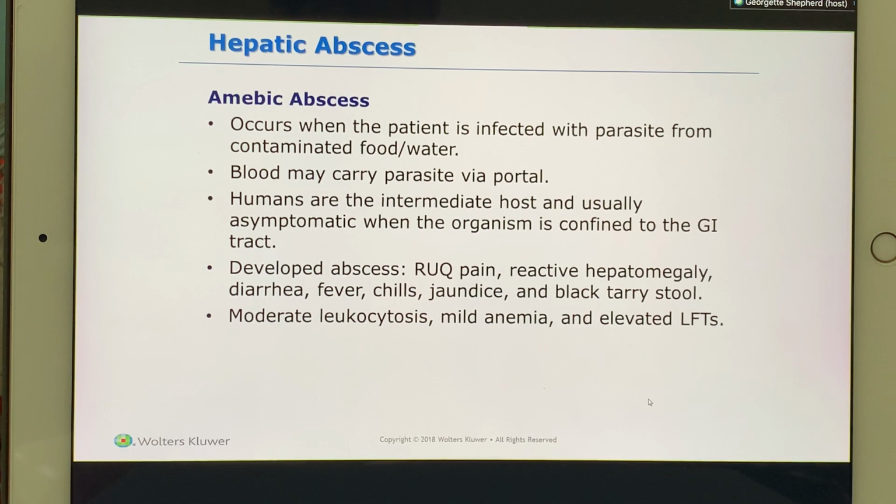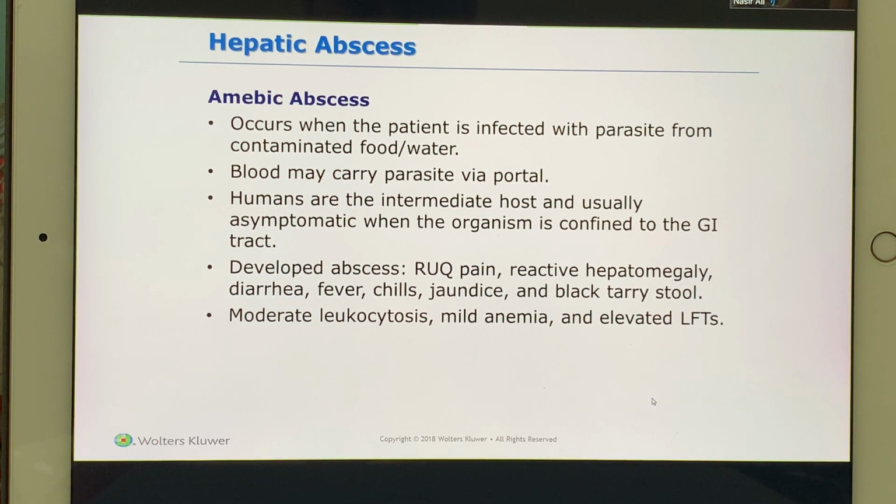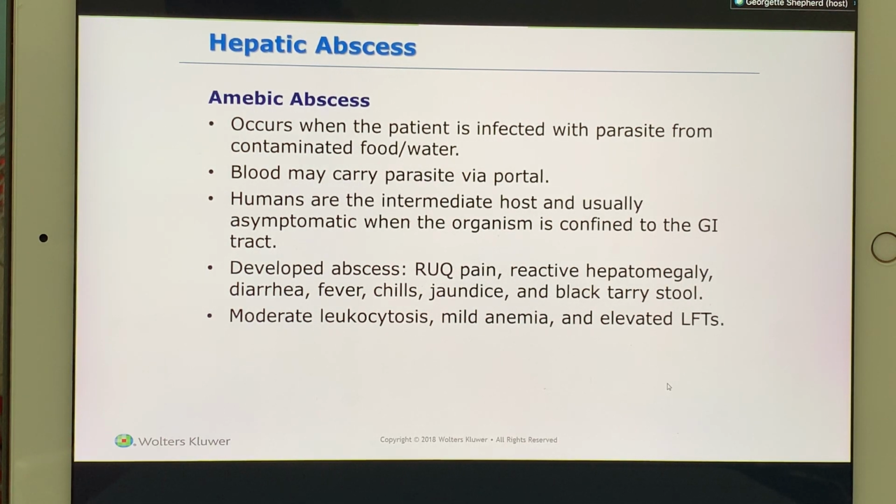As long as those organisms are confined to the GI tract, the patient's asymptomatic. But as soon as that parasite meets the liver, then the abscess will start developing. The patient has right upper quadrant pain. They have hepatomegaly, diarrhea, fever, chills. They can have jaundice and black tarry stool. They can have moderate leukocytosis, mild anemia, and elevated LFTs.